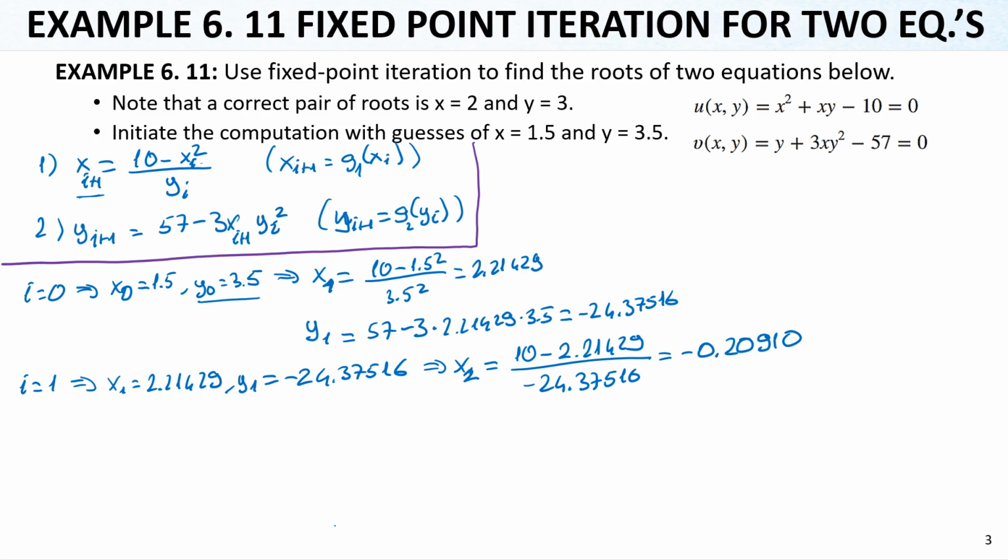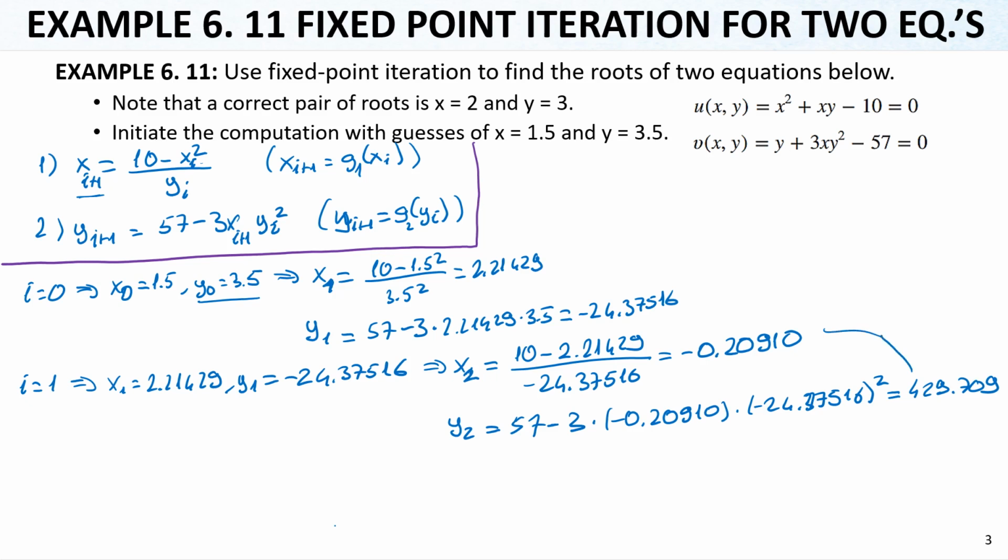Now let's try the second one, the y2 equation, and it's 57 minus now 3 times this 0.20910 times yi square, and yi is minus 24.37516 square, and the result here is 429.709, and you can see that both of them are diverging.